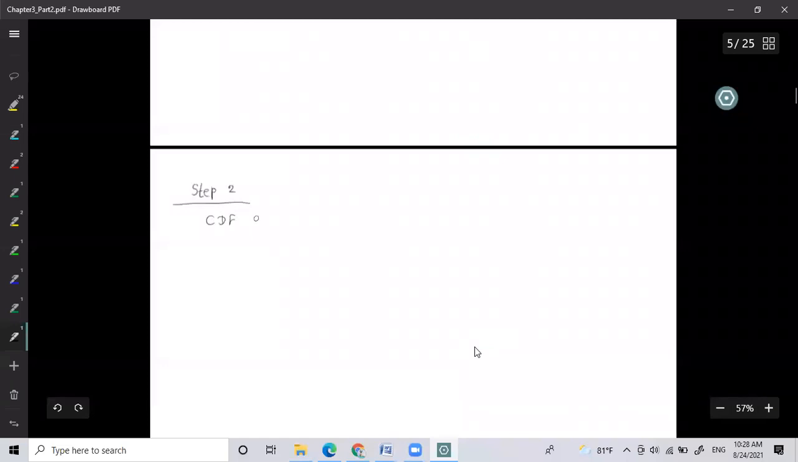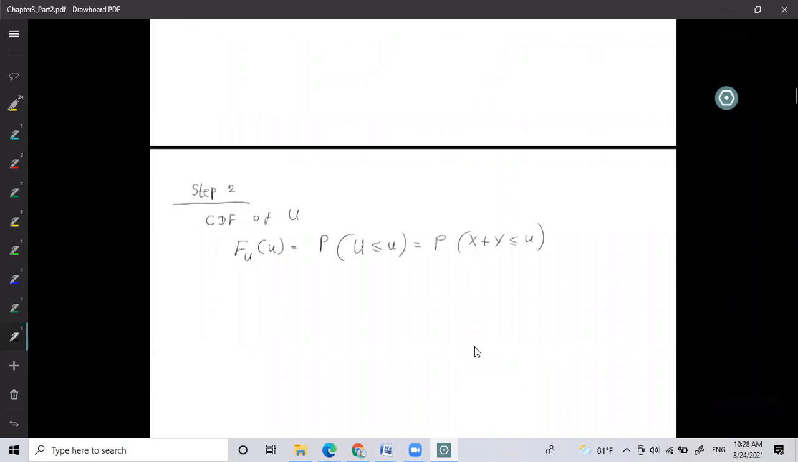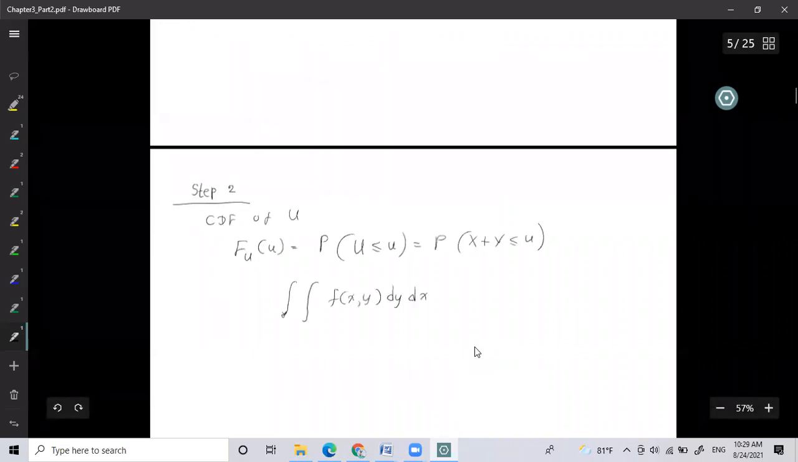So what will be the CDF of u? That will be F_U(u). According to the definition, that will be the probability that capital U is less than or equal to u. But our U is x plus y, which should be less than or equal to u. So if you want to find the CDF, you have to integrate the joint density, like this. And the support should be x plus y less than or equal to u.